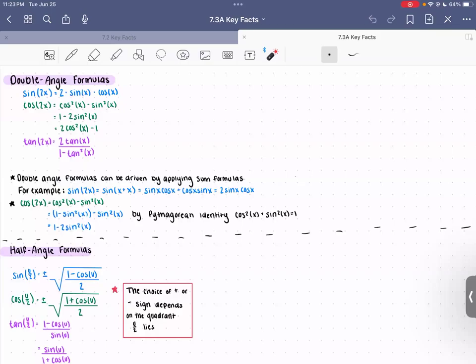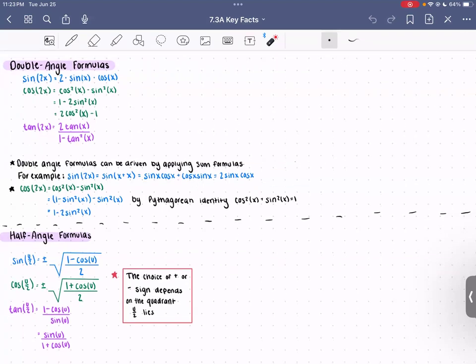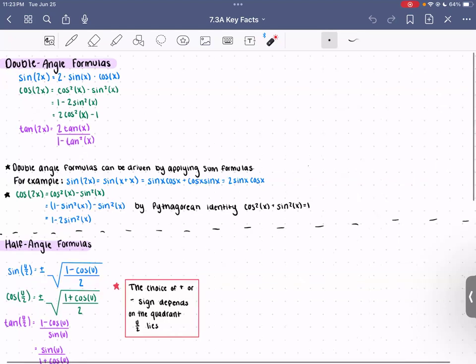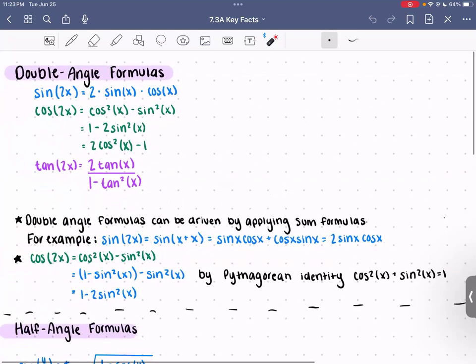Hi guys, so today we're going to be going over some 7.3a key facts. And so that'll be our double angles and our half angles. So let's start with our double angles. So really, let's just talk about the formulas themselves.